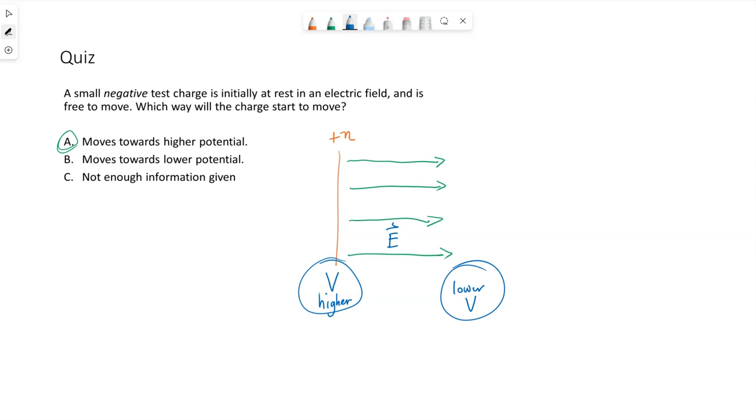So since we know a negative charge wants to move towards the positive plate and will speed up that way, a negative test charge will move to a location that has a higher electric potential, whereas the potential energy of the electron would be decreasing. A positive test charge placed in here would go to the lower potential because that's how it would speed up and it would lose potential energy.